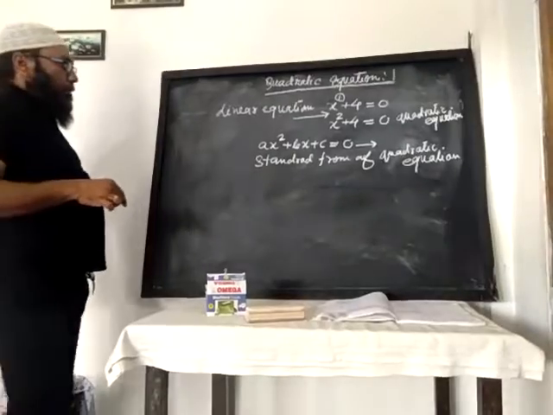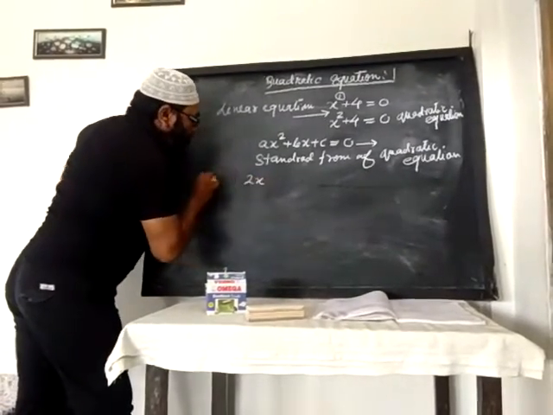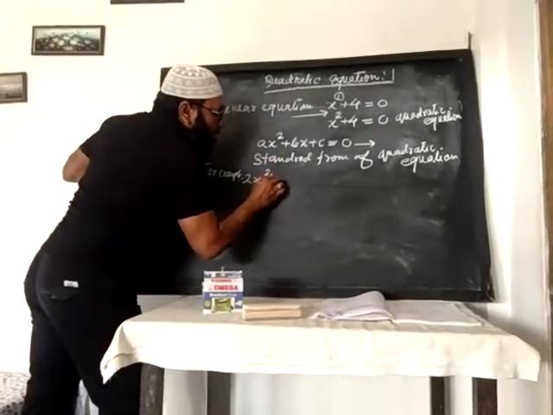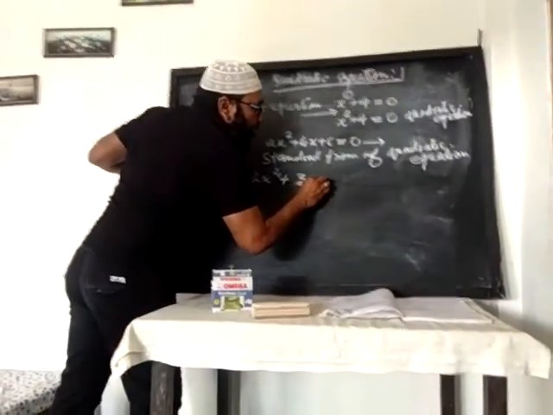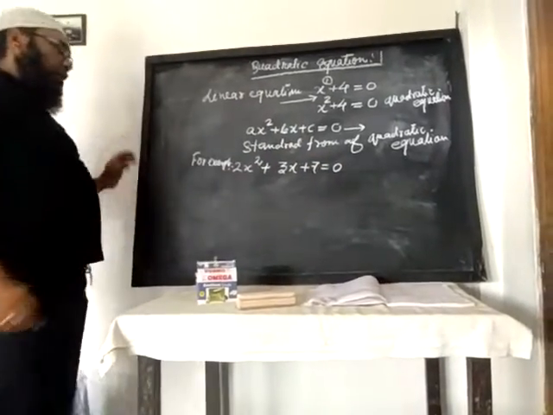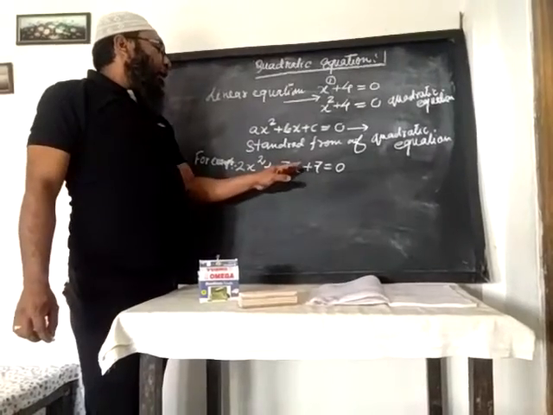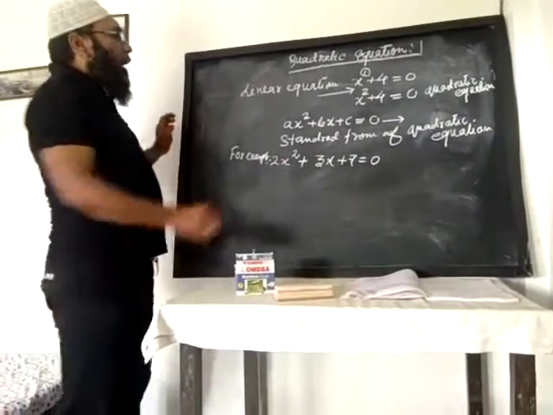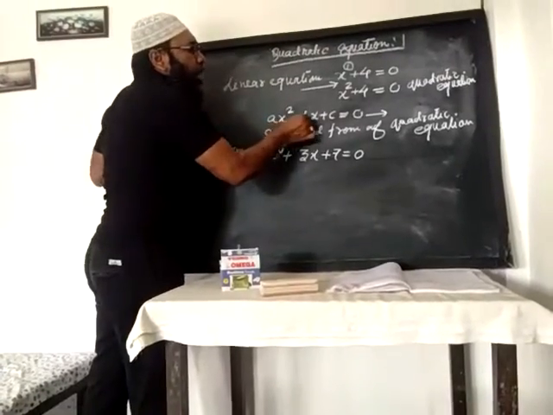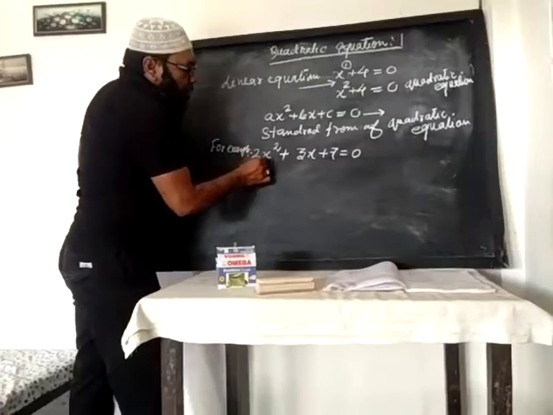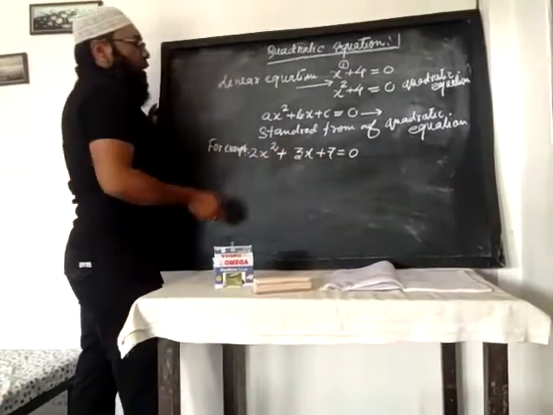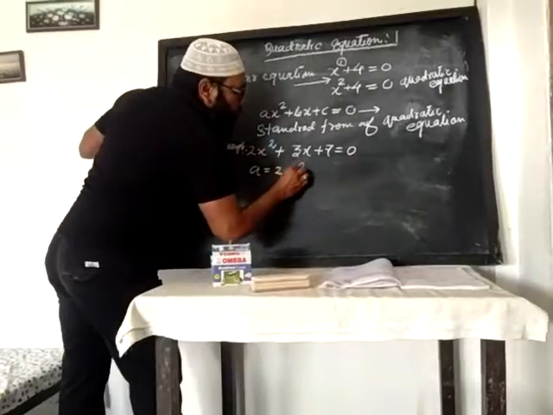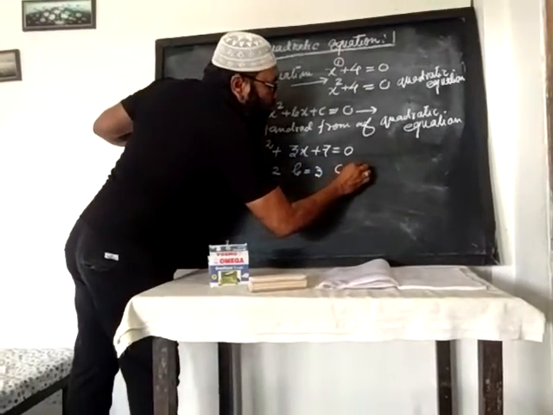Now, for example, 2x squared plus 3x plus 7 equals 0. This is the standard form of a quadratic equation. Compare the standard form ax squared plus bx plus c with 2x squared plus 3x plus 7. The coefficient of x squared, a, equals 2, comparing, b equals 3 and c equals 7.